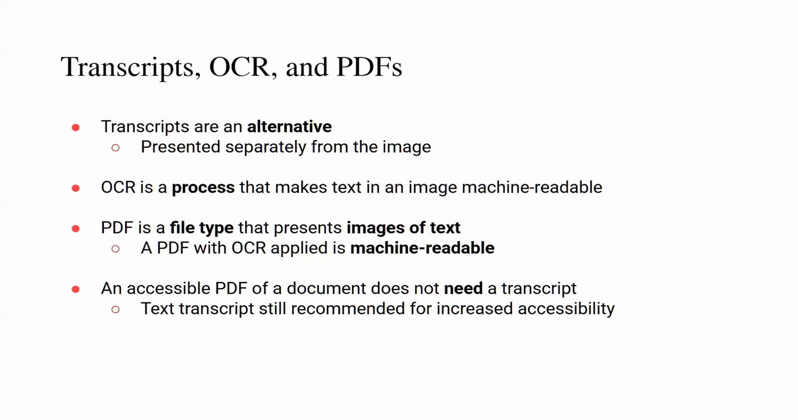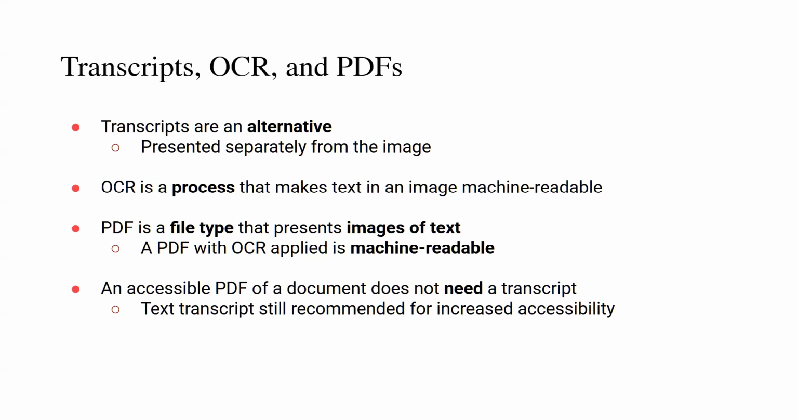And a PDF, on the other hand, is a file type that presents images of text. The purpose of a PDF is to preserve the visual formatting of text. So regardless of what device you're looking at it on, what type of operating system you use, etc., the visual formatting of that text is preserved. That means that it is capturing that text as an image. When OCR is applied to a PDF, it becomes machine readable. So PDFs are really a weird hybrid file type, which is why they have their own special considerations for accessibility that are kind of outside the scope of this webinar.